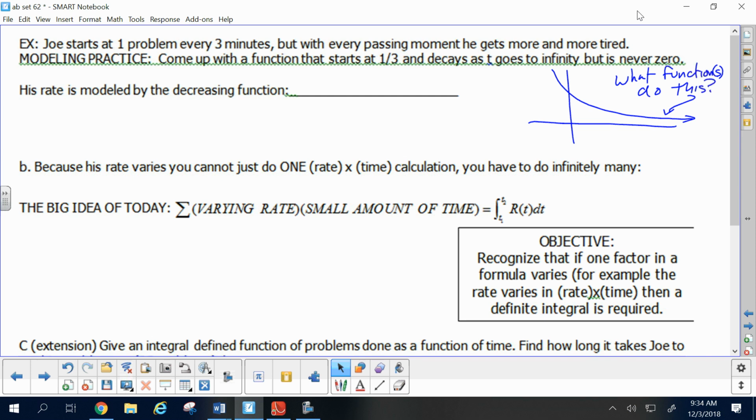Okay, there are two big ones that you definitely have in your parent function library that have horizontal asymptotes. That's definitely one where you would have to make it decay rather than grow.